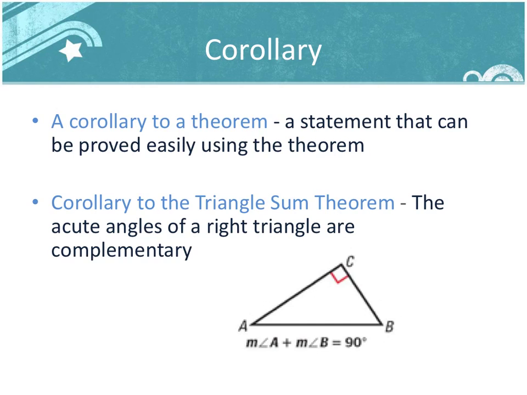The corollary to the triangle sum theorem says the acute angles of a right triangle are complementary. So if you know that all the angles have to add up to 180, and if you know one of those angles is a right angle, then the other two have to add up to what? 90 degrees, and two angles that add up to 90 degrees are complementary. So that's what this did. This just put two things together, and it's called the corollary to the triangle sum theorem. So now you can use properties, definitions, theorems, postulates, corollaries.